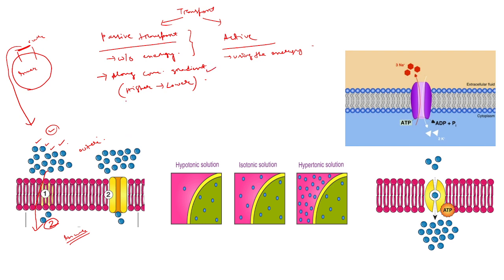Okay, so there are two types of passive transport. One is called simple diffusion, another is facilitated diffusion.